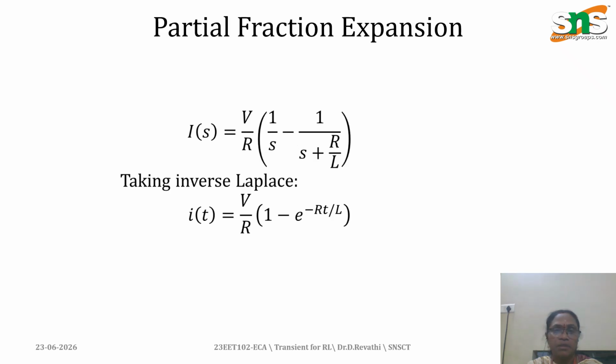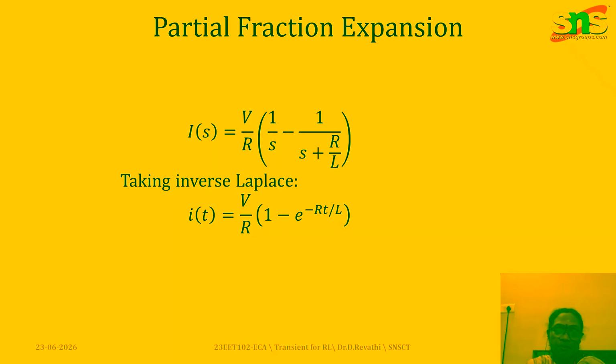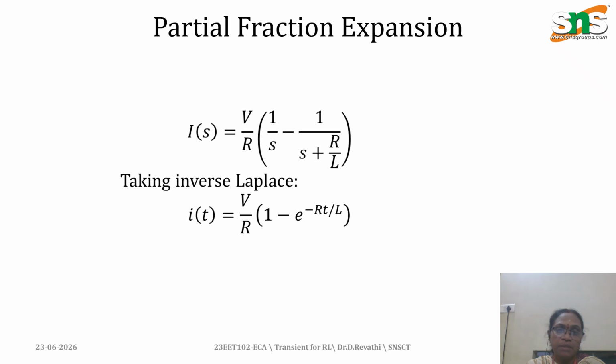Next, we take the partial fraction: I of S is equal to V by R times 1 by S minus 1 by S plus R by L. For this equation we take the inverse Laplace, converting from the S domain to the time domain. So I of t is equal to V by R times 1 minus e power minus R t by L.